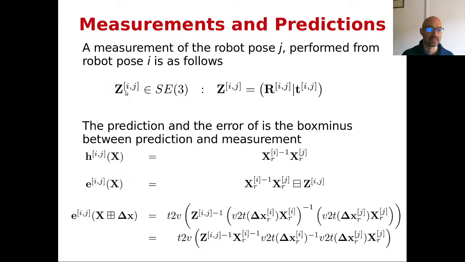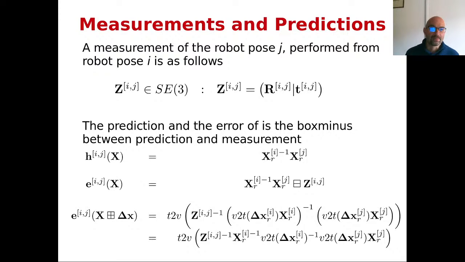Remember, the measurement is where I expect that the robot position i sees the position j in its own reference frame. So if this is robot position i and this is robot position j, the relative position of j with respect to i will be this position here expressed in this reference frame. And this is a measurement because it comes from my registration algorithm or from my odometry.